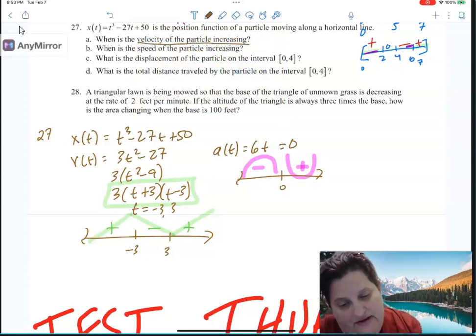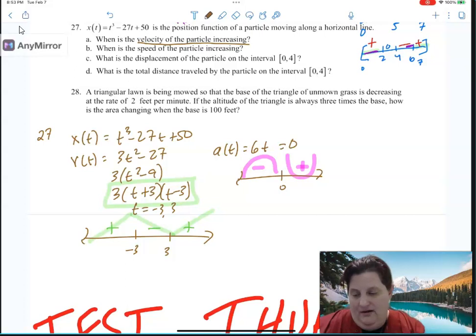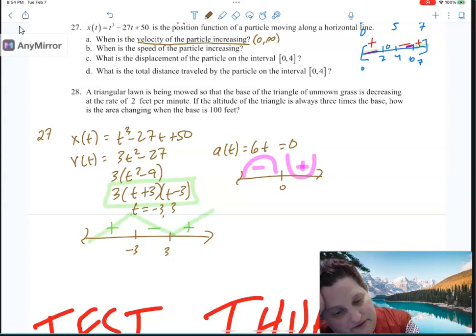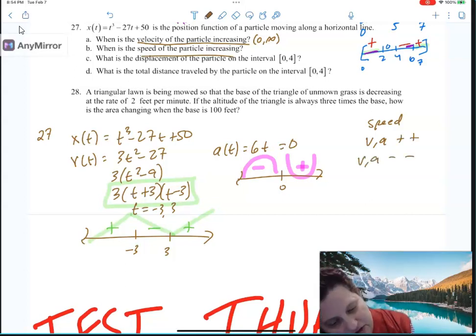All right, what is it actually asking me? When is the velocity increasing, right? Velocity is increasing if the acceleration is positive, because you're getting faster. So velocity is increasing 0 to infinity. When is the speed increasing? So once again, speed increases when velocity and acceleration are both positive, or velocity and acceleration are both negative. So -3 to 0, because these are both negative, and then 3 to infinity because they're both positive.